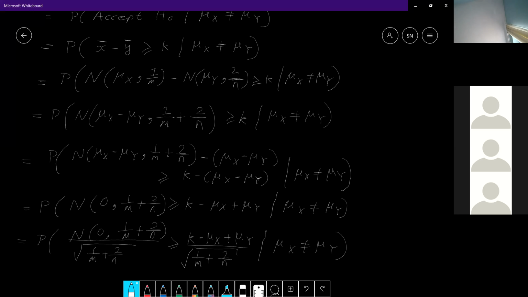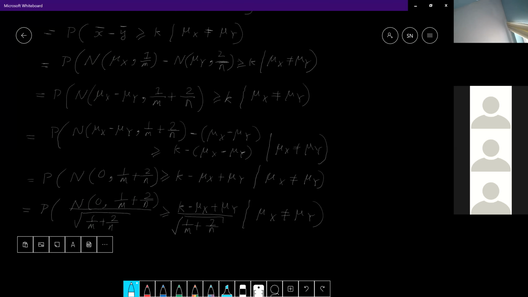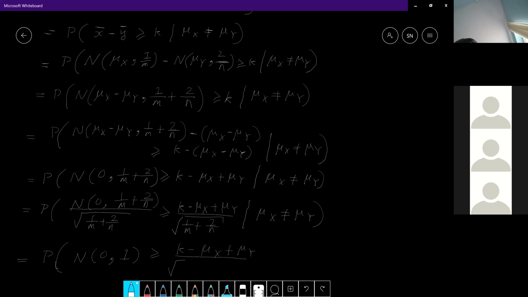Okay, guys. And in the next line, it's clear that what you have is a standard normal variable. So this becomes the probability that N(0,1) is greater than or equal to k minus mu x plus mu y divided by this expression here.